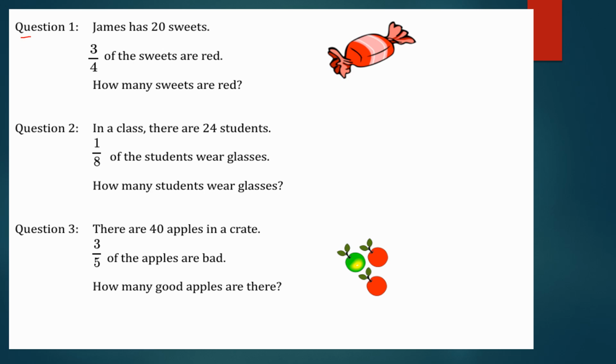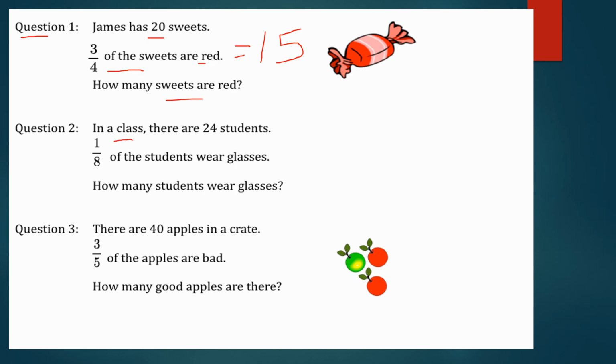Question 1. James has 20 sweets. 3/4 of the sweets are red. How many sweets are red? So we're going to do 3/4 of 20. We're going to do 20 divided by 4, which is 5, times it by 3, which is going to be 15.